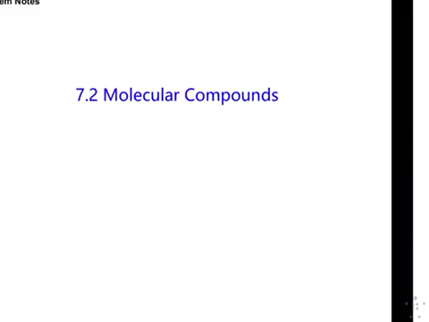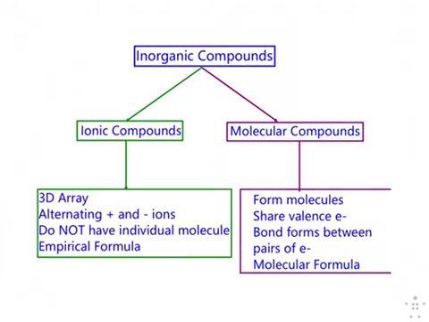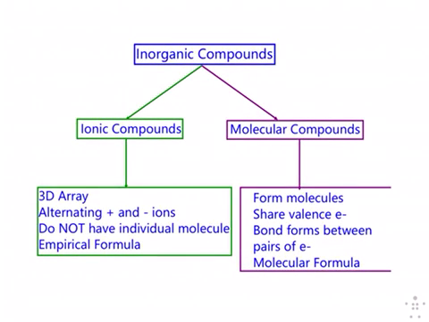Right, so today we are going to look at molecular compounds. And a molecular compound is generally considered an inorganic compound, as are ionic compounds. So we break them down into these two categories here, either ionic or molecular. The last couple days we've been focusing on the ionic compounds. Ionic compounds will have alternating positive and negative ions. They do not have individual molecules. Instead, they're referred to as empirical formulas.